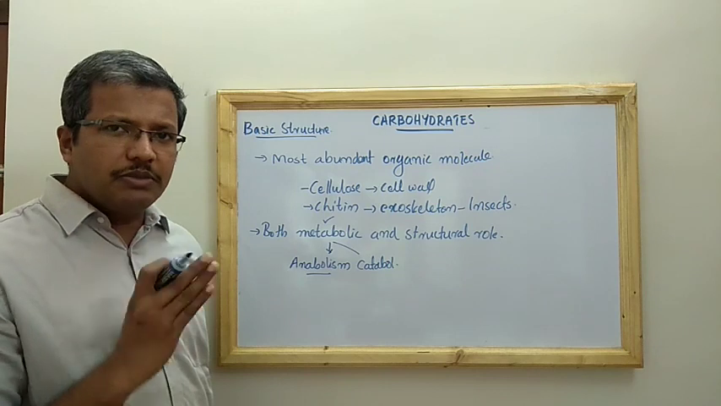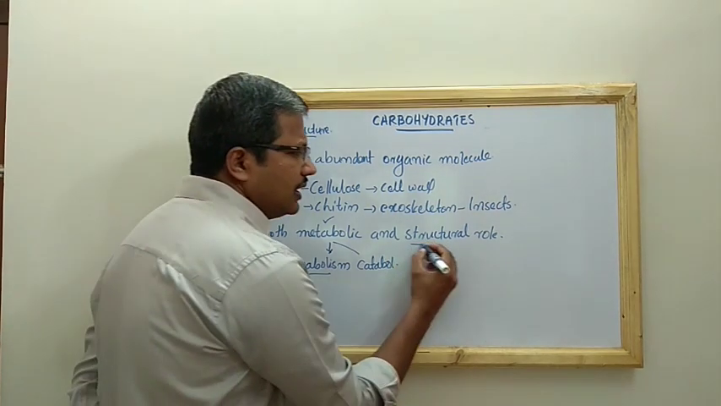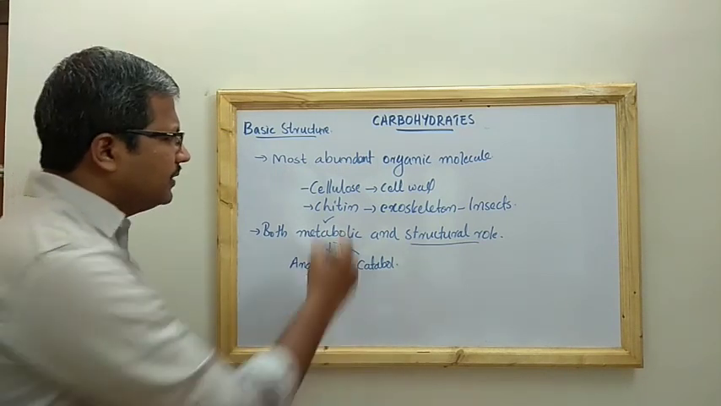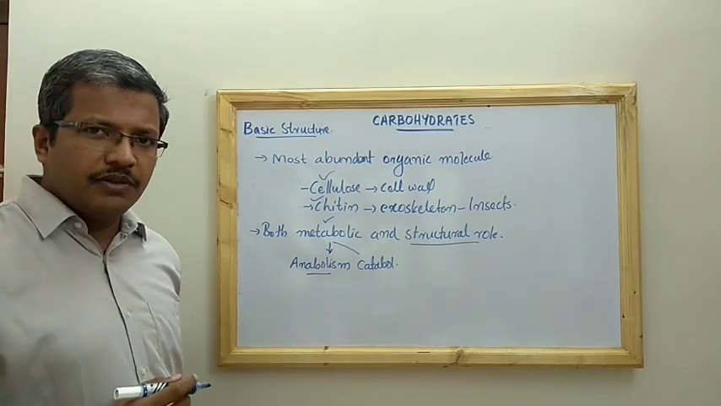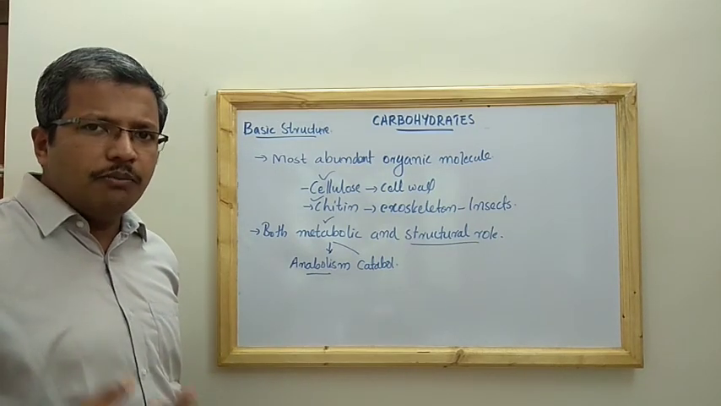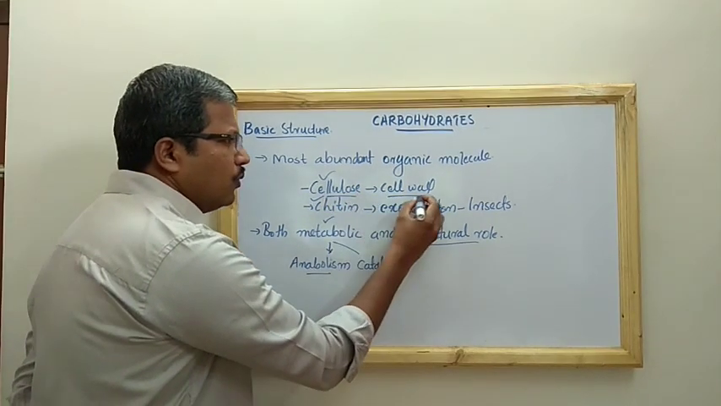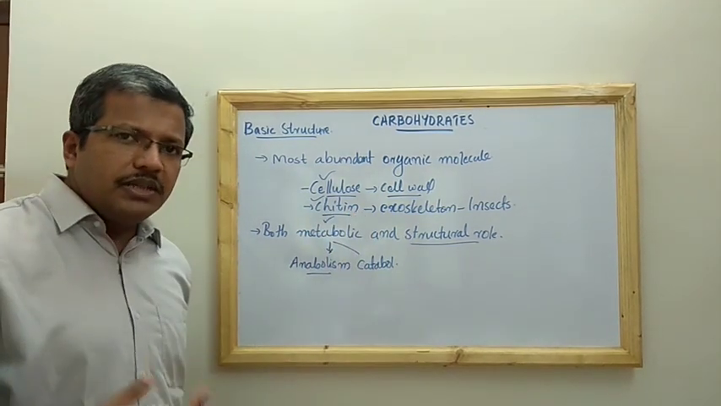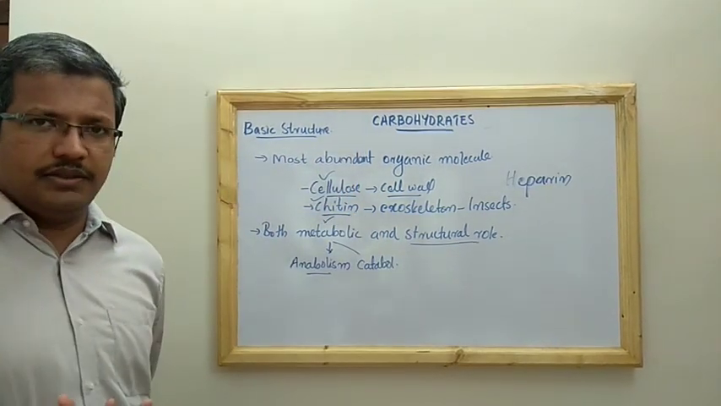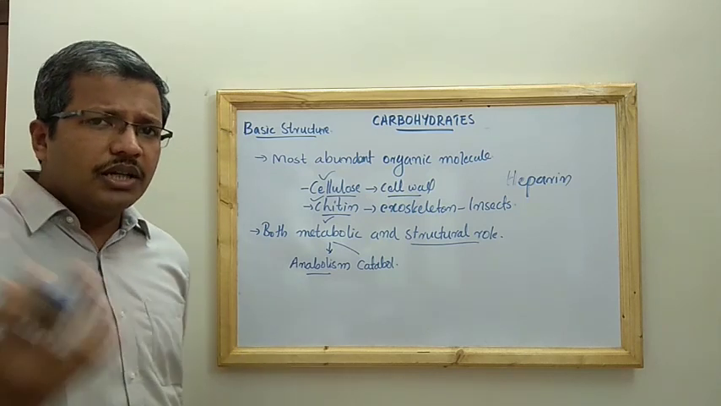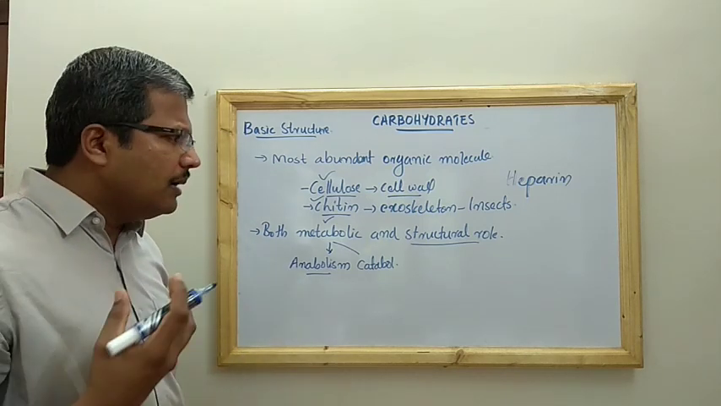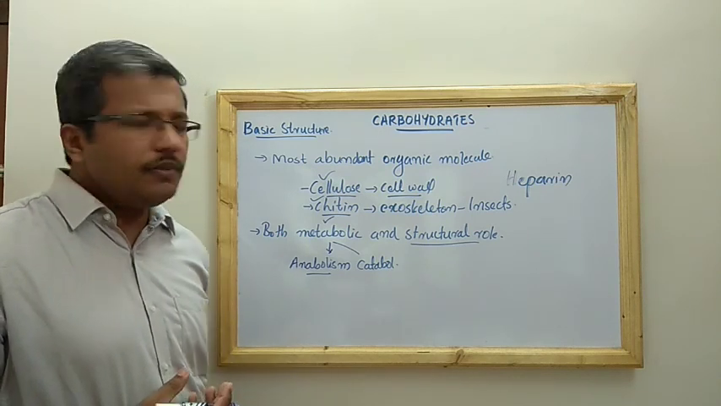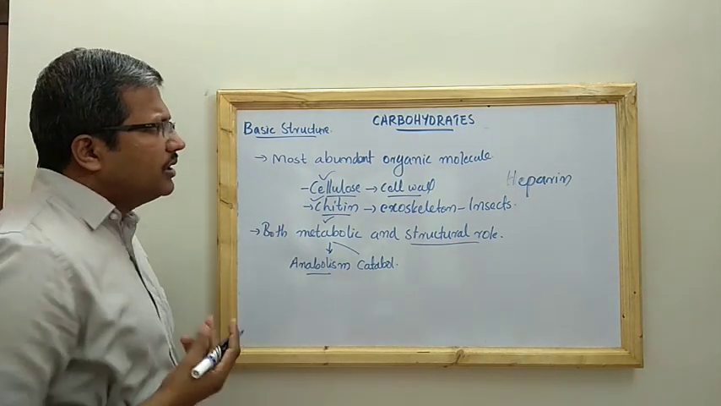It is involved in the body's metabolism. In addition to that, it also plays a role as a structural component. The two most important examples are cellulose and chitin, which become the structural part of the body. Cellulose is the cell wall, the structural part of the cell. Chitin is the structural part of the exoskeleton. We also find hyaluronic acid, which is normally found in cartilage, and that also plays a role in the structural component of different organisms. So that is a basic introduction regarding carbohydrates.